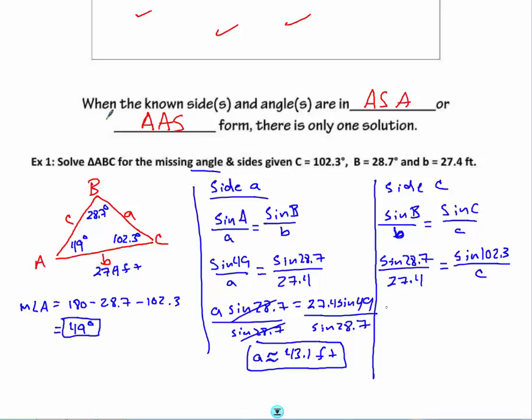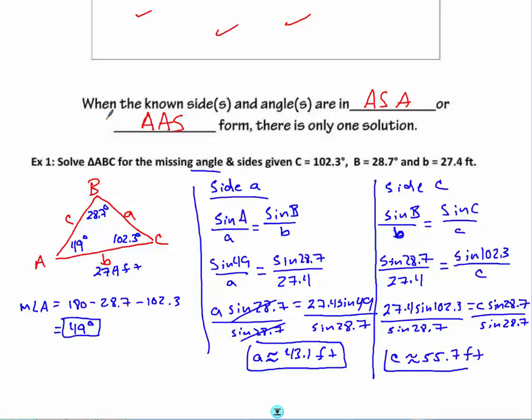Cross multiply, I'm going to get 27.4 sine 102.3 equals c sine 28.7. Divide both sides by sine 28.7. And I'm going to get that c is approximately equal to, all in one time in the calculator, 27.4 sine 102.3 divided by sine 28.7. So c is approximately 55.7 feet.